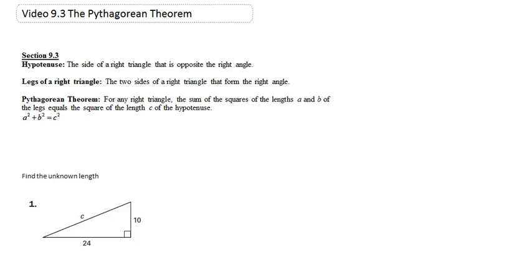This is video 9.3, the Pythagorean Theorem. All right, let's start by focusing on some vocabulary.